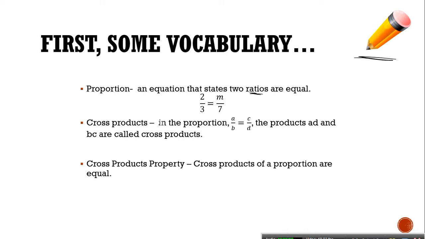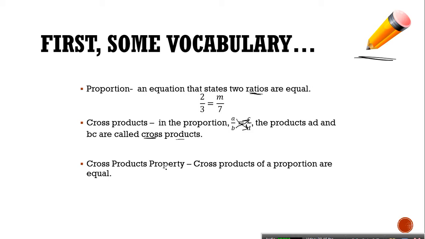Now, cross products. In a proportion when you have a over b equals c over d, the products AD and BC are called cross products. Why is that? Cross is going across, like that. So you see how I make an X? And the products are multiplication, so this would be A times D and B times C.